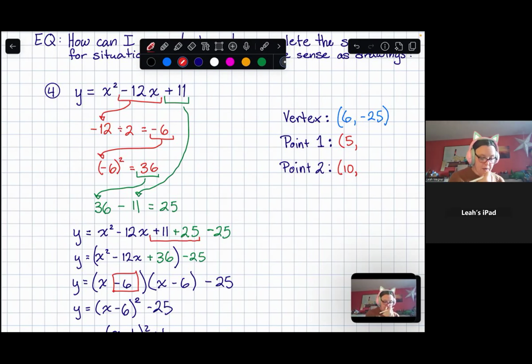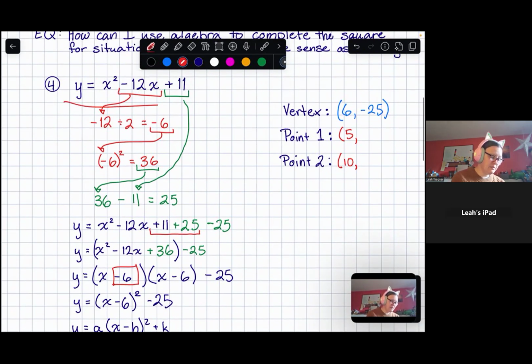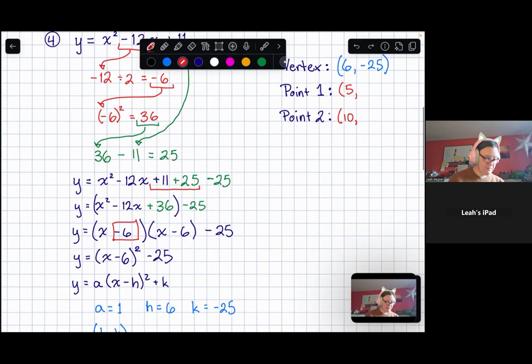Okay, so point 1 was 5. So I'm inputting 5 into an equation. I could put it into this equation up here. It might be easier, however, to put it into this equation down here because there's only one place that I'd have to replace x.